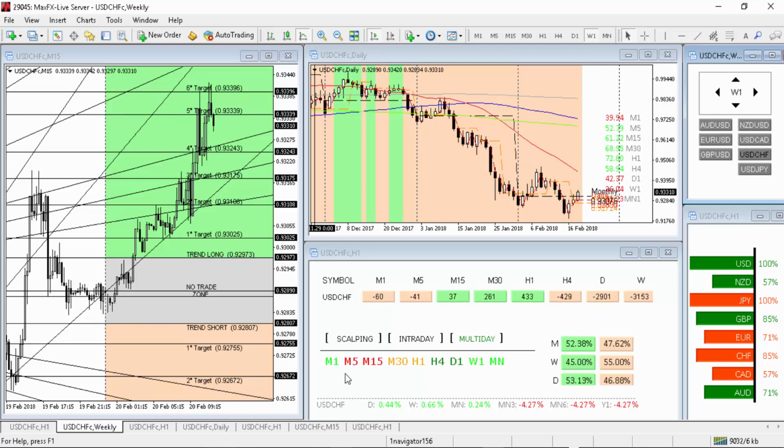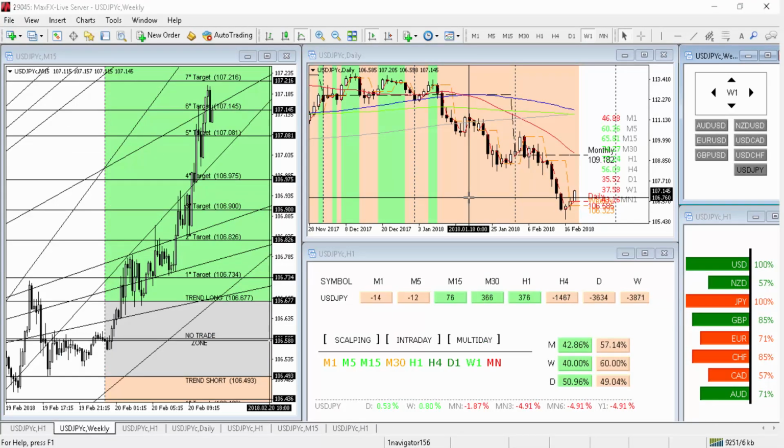We have a bullish percentage confluence up to the monthly level, an RSI above 50 from M5 to H4, and an 85% short Swiss franc against an 85% long US dollar. So we may have a continuation of the bullish move toward last week's opening at 0.9387.